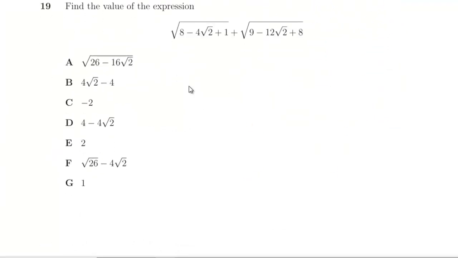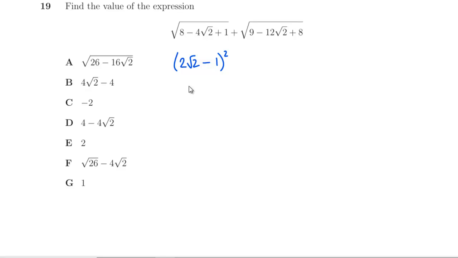19, find the value of that expression. That looks fairly ugly, but why have they written it like that? Why have they not put 9 minus root...? Oh, right, because we can factorize it. That's 2 root 2 minus 1 squared, because that would give 8, 1, and minus.